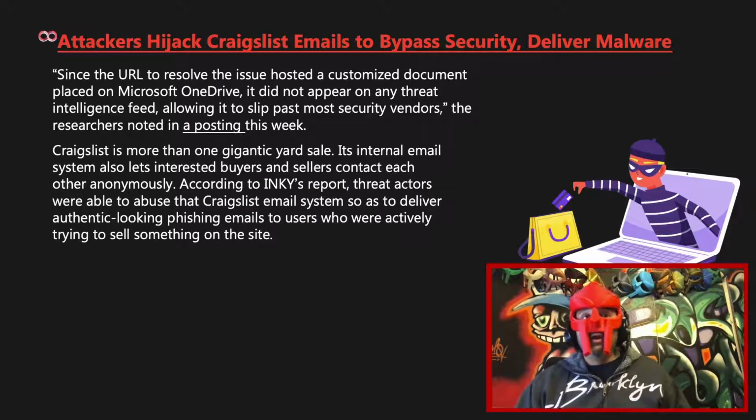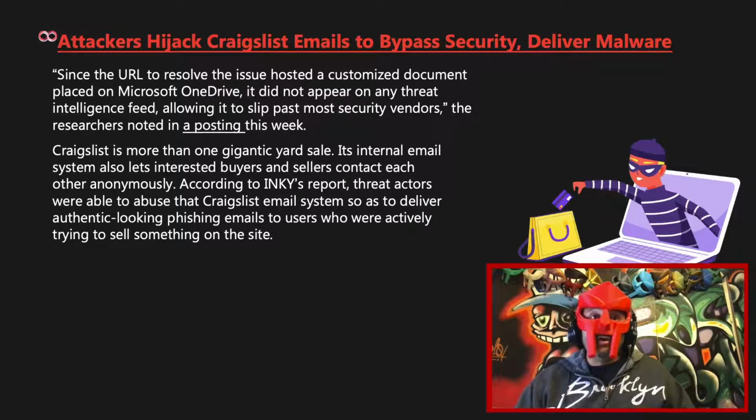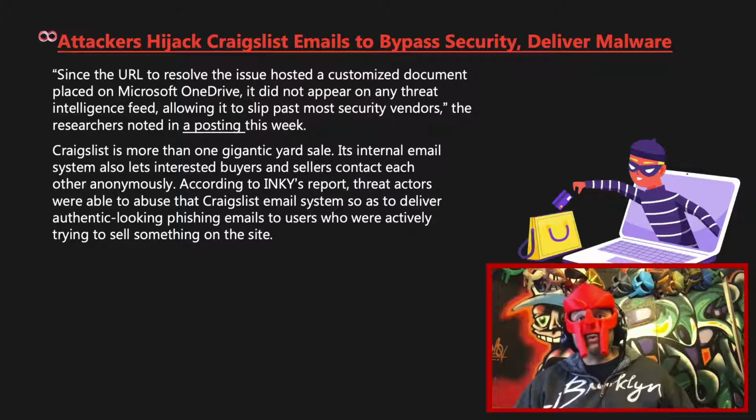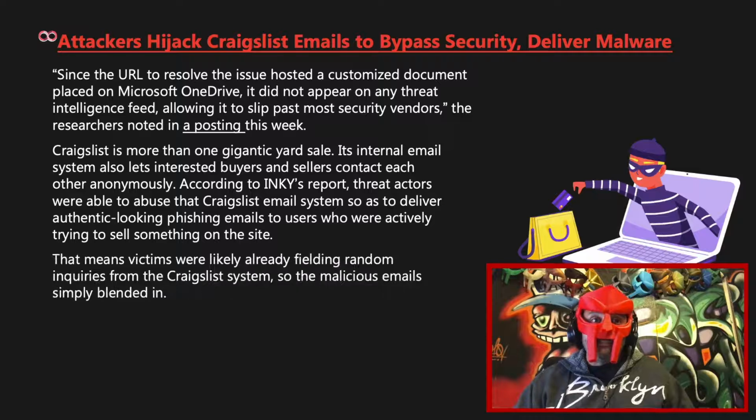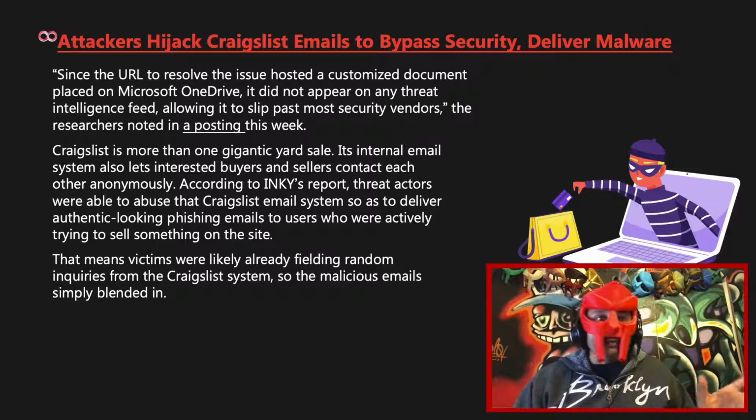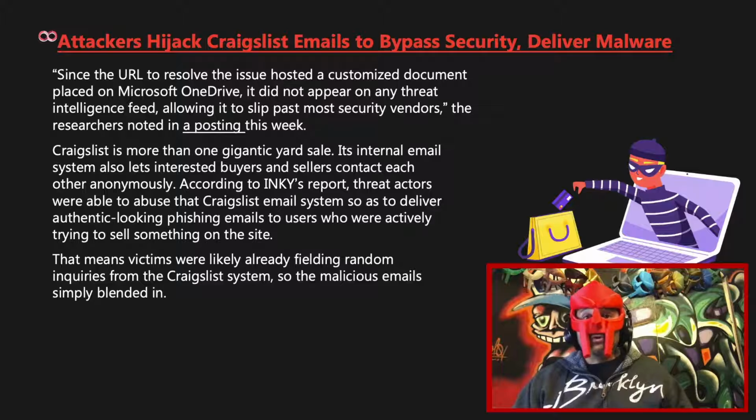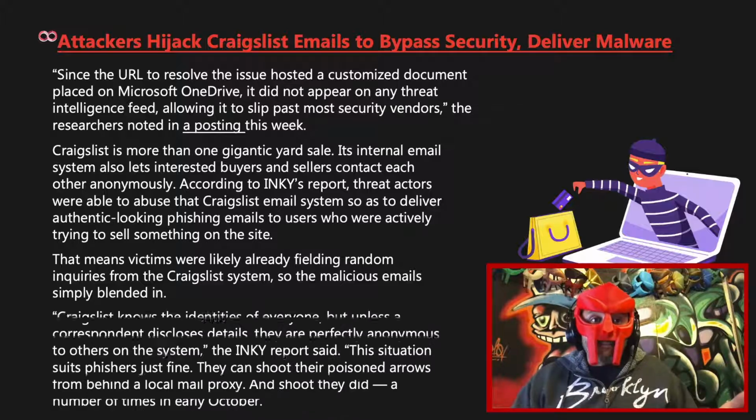Craigslist is more than one gigantic yard sale. Its internal email system also lets interested buyers and sellers contact each other anonymously. According to INKY's report, threat actors were able to abuse that Craigslist email system so as to deliver authentic-looking phishing emails to users who were actively trying to sell something on the site. That means victims were likely already fielding random inquiries from the Craigslist system, so the malicious emails simply blended in.